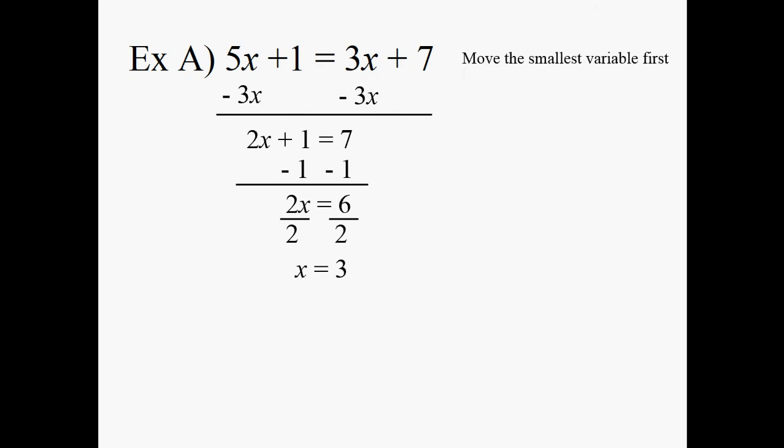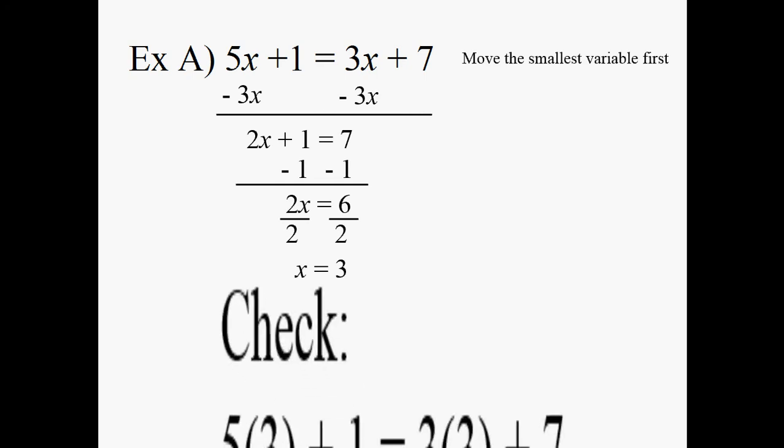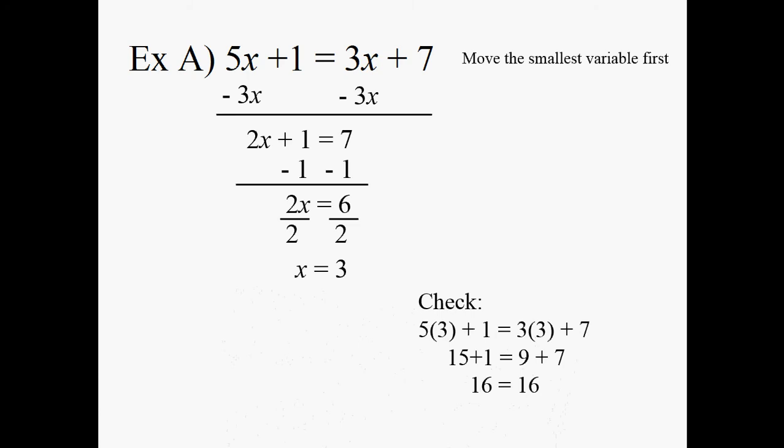And again, a nice little strategy is to check. So let's just go off to the side. And when you check it, you're taking each x. So it means the 3 is going to go for each x. And I have everything presented to you right there. So you have 5 times 3 because it's 5 times x. And then it says plus 1. 3 times 3. And then a plus 7.